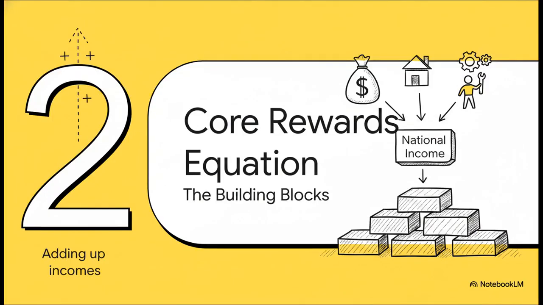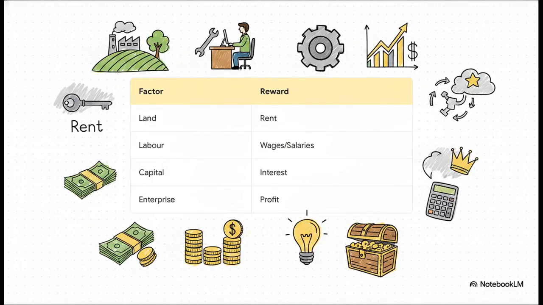Let's move to section two, the core rewards equation. These are the building blocks. Now that we know we are adding up incomes, we need to know exactly what kind of incomes we're looking for. We're laying down the foundational ingredients of our national income recipe. Exactly. First up, if you provide land to the economy, say you're leasing a plot to a manufacturing firm, your direct reward is rent. Spot on.